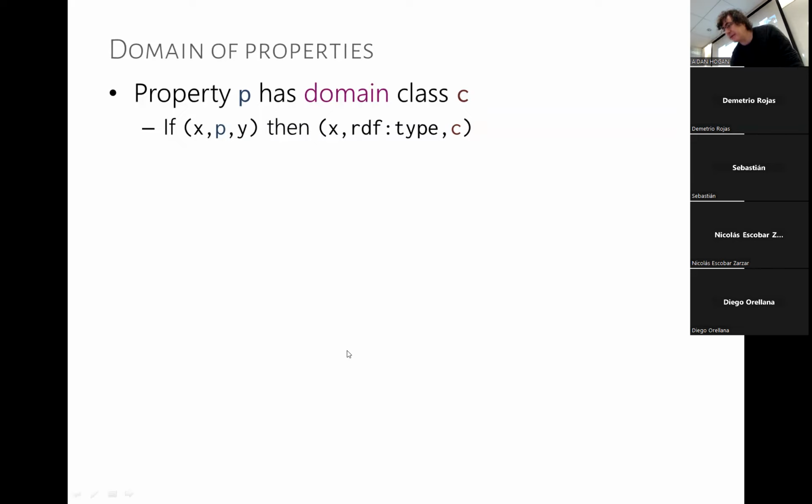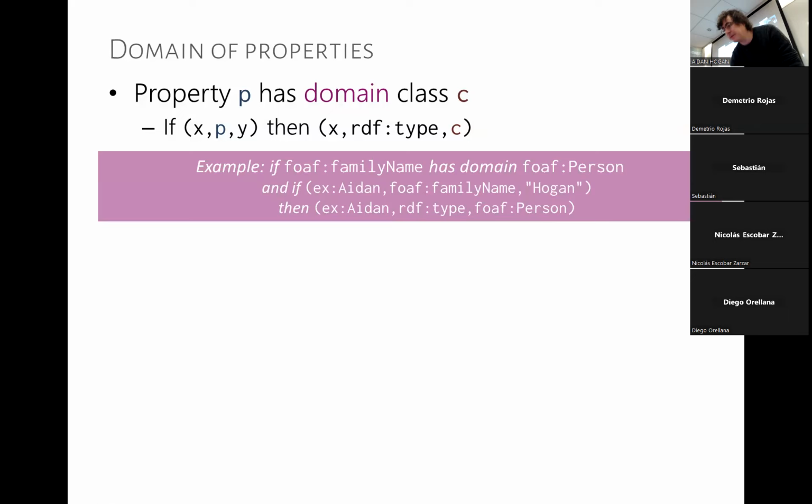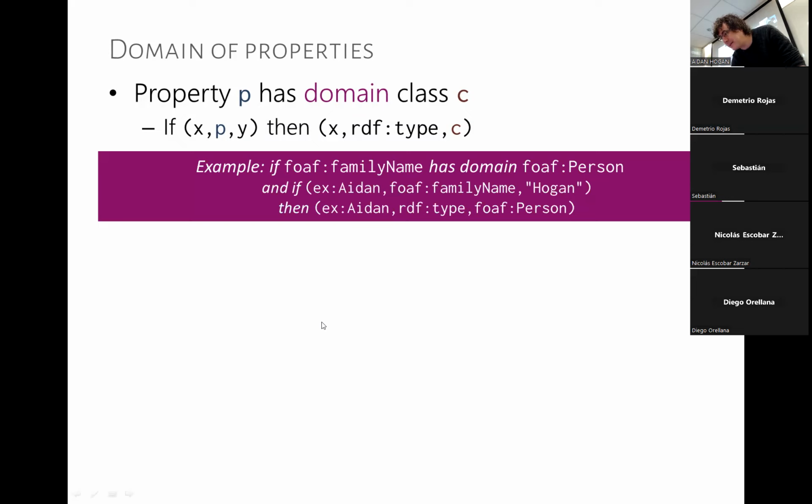Okay. So the third semantic property that we're going to define is called the domain of properties. So we say if property P has domain class C, and if X P Y, then X is of type C. That's what it means. So essentially, for a property, we say if something has a value for property P, then it must be of class C. So, for example, if family name has domain person, and if Aiden family name Hogan, then Aiden type person. Yeah. So we say that family name is something that's defined on people.